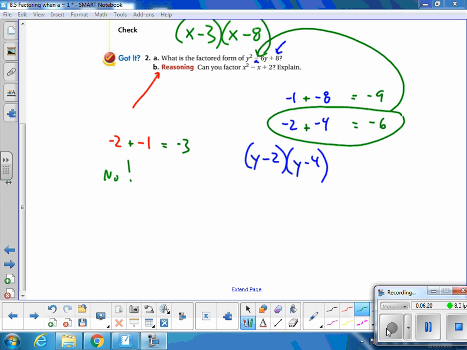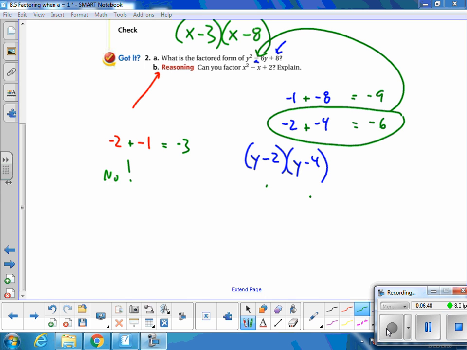All right, factoring y squared minus 6y plus 8. When I look at the factors of 8, but they have to be negative, I can see that negative 2 and negative 4 are the only two that when multiplied together get me to 8, and when added together get me to negative 6. So that leaves me with y minus 2 times y minus 4.